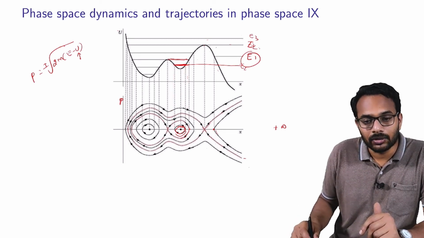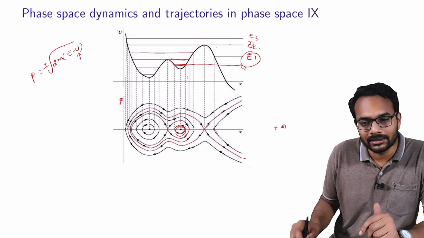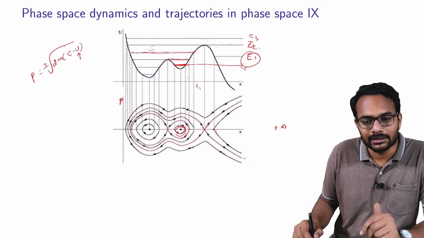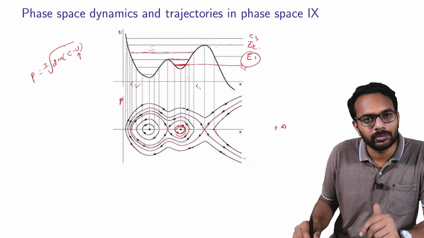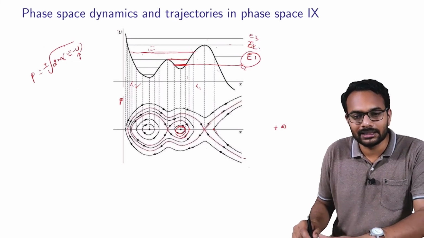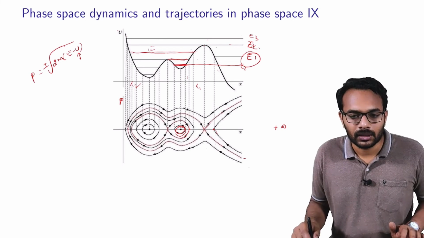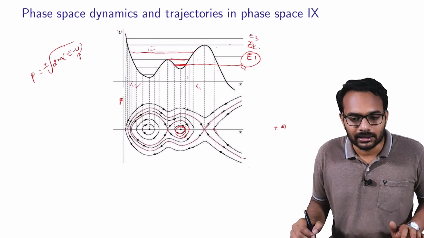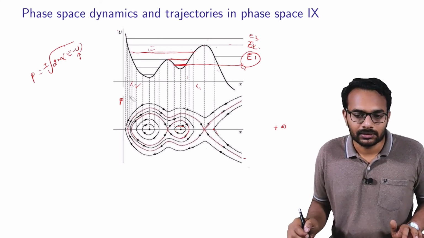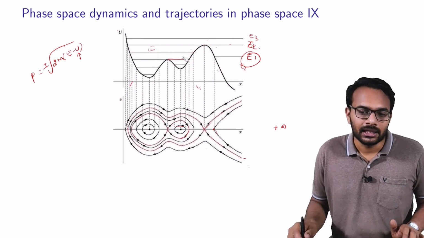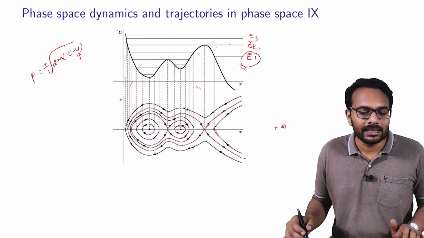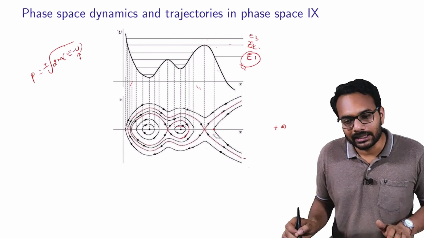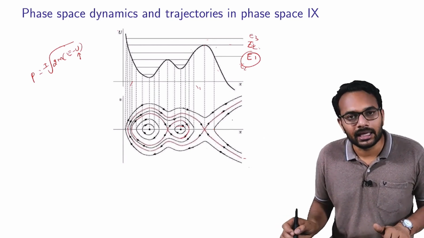If the energy is like this, then the particle is confined between x1 and x2, and we have some sort of periodic motion, because at these points the momentum is 0. These are turning points. So you can look at the qualitative behavior like this. Given a potential energy curve, just by looking at it, we can draw the phase space diagram.